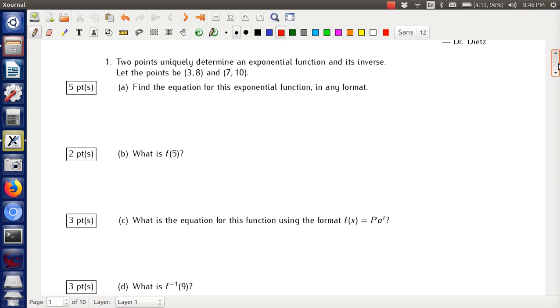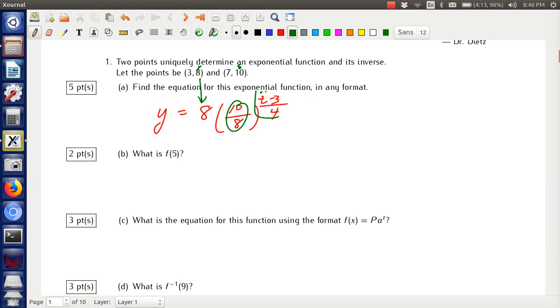Okay, let 2 points uniquely determine an exponential function and its inverse. So the easiest way I like to show you this is to just take the information directly from the question and dump it in, just like this. 7 minus 3 is 4. Okay, so what is this? This number here is the original value of the function. Then 10 divided by 8, that's your growth ratio here.